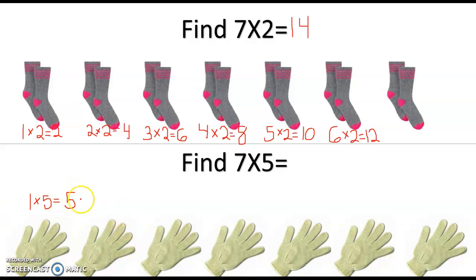Now what if I have 2 gloves? How many fingers are on each glove? 5 fingers on each glove. 5, 10. So we've got 10 fingers altogether. What about 1, 2, 3 gloves? 3 gloves, 5 fingers on each glove.